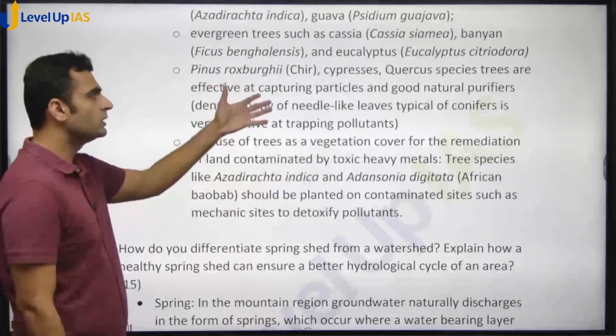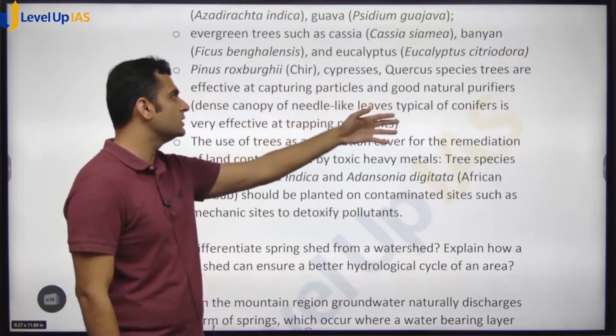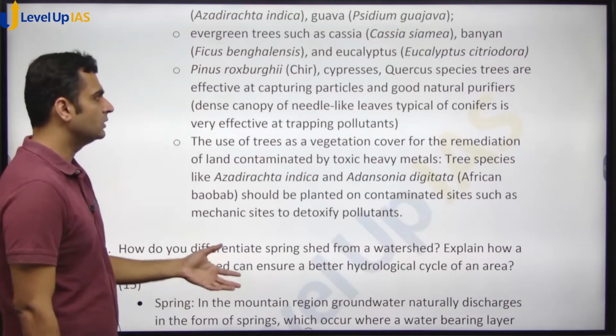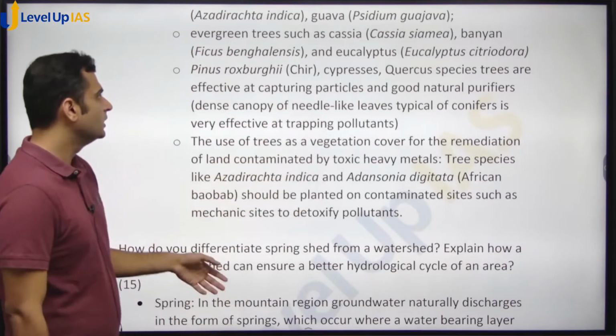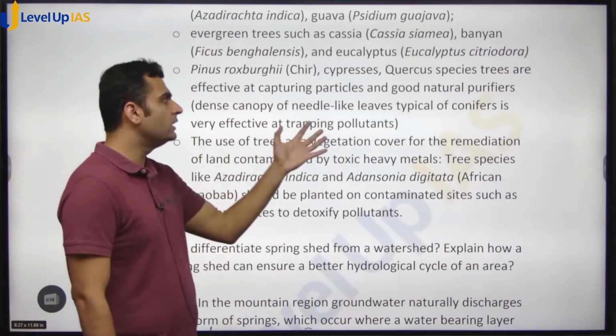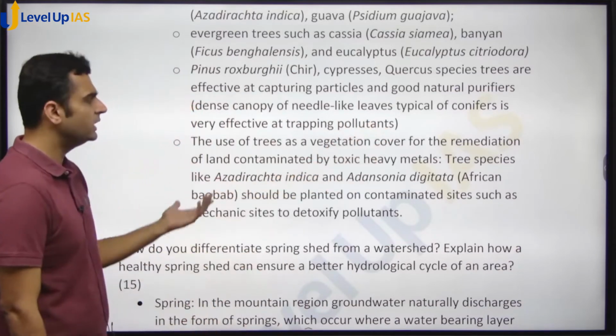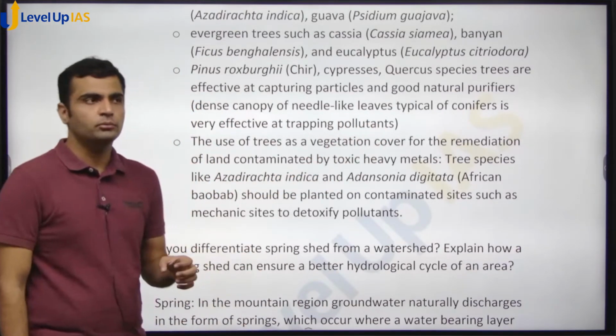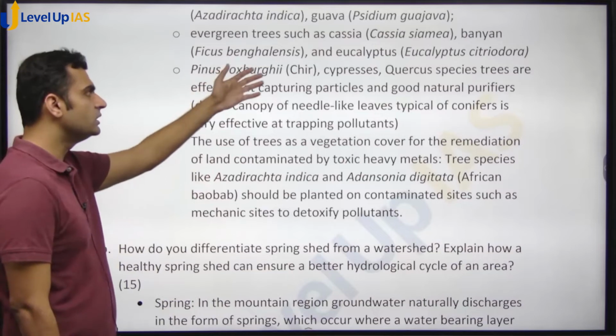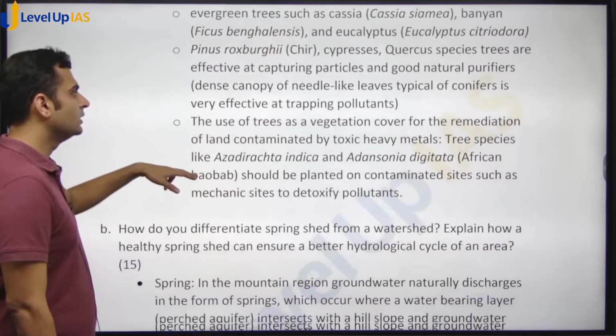Then Pinus roxburghii, cypresses, Quercus species are very effective because they are good natural purifiers, because they have dense canopy and needle-like leaves typical of conifers. That is effective in trapping pollutants and filtering them out. So, pine, cypress, Quercus, you can write.